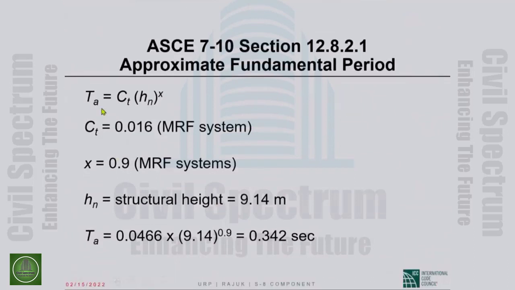We start with T sub A. The C sub T for a moment frame of concrete is 0.16. In that unit, maybe we forgot to convert. Yes, that is the number, so that number is wrong. Circle it or something. So your coefficient is 0.466 and the power is 0.9. The height is 9.14 meters, which was given in the problem statement. So the approximate period is 0.342 seconds.